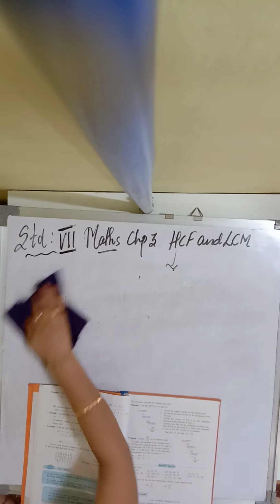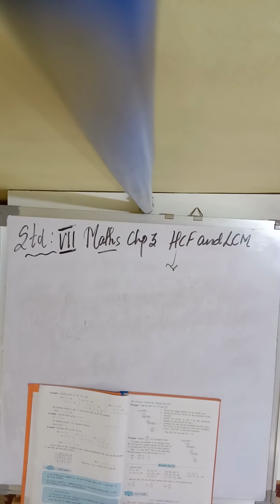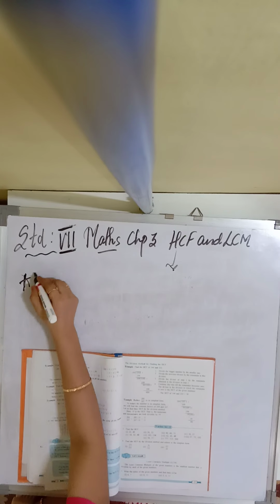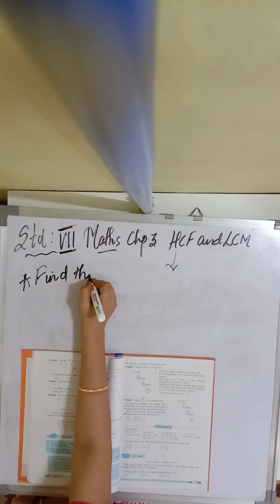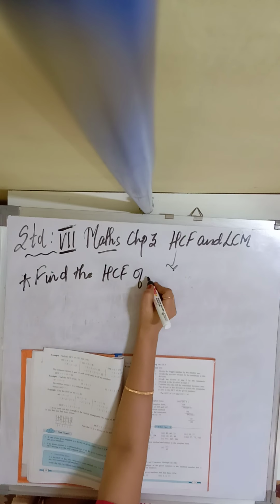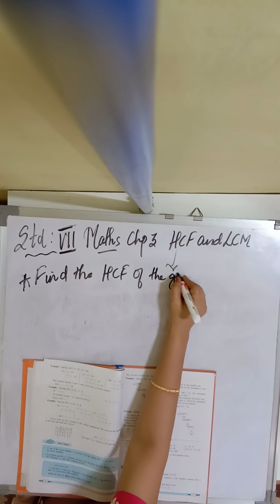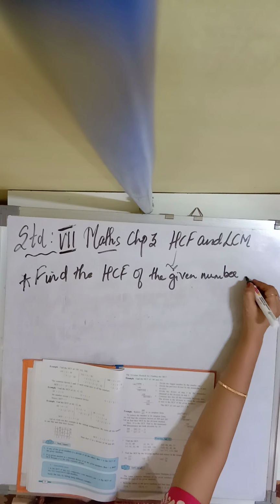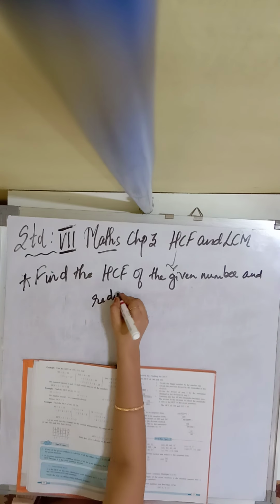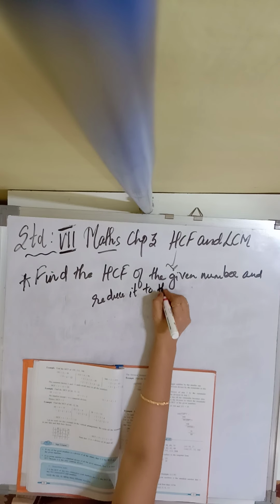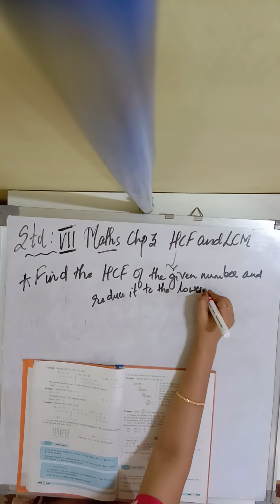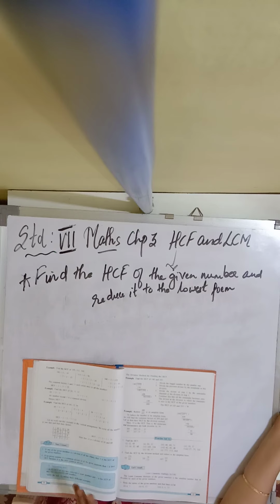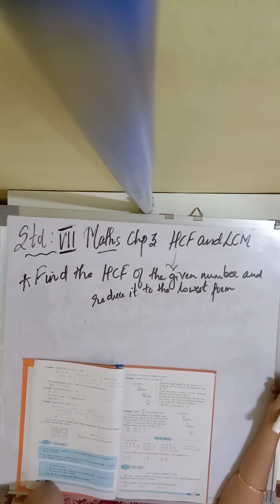So write down. Suppose let me take an example: find the HCF of the given number. The question will come like this, in this format, children: find the HCF of the given number and reduce it to the lowest term or lowest form. This lowest form can also be called the simplest form. It is one and the same. Lowest form, simplest form, it is the same.